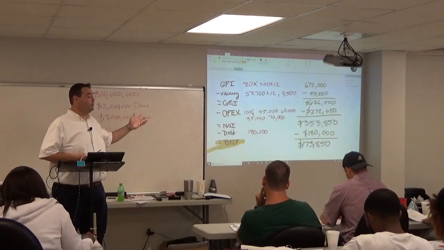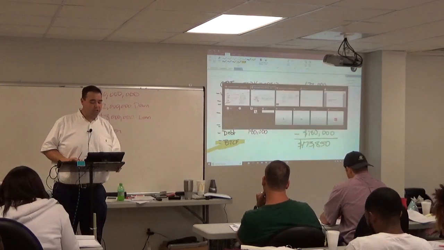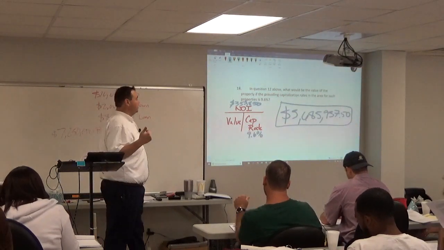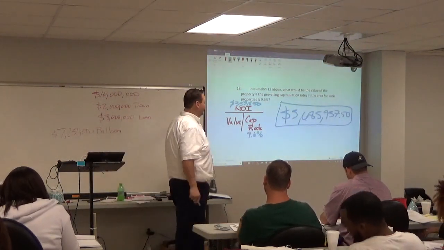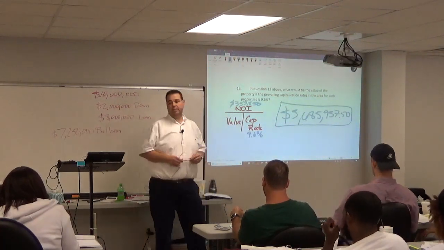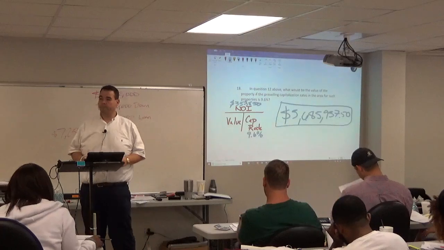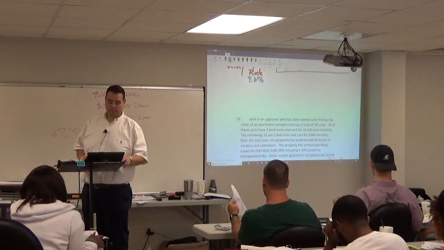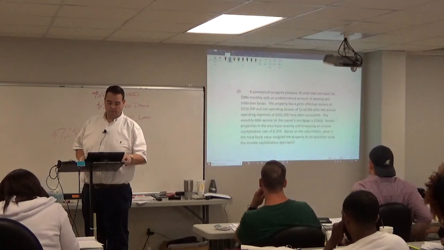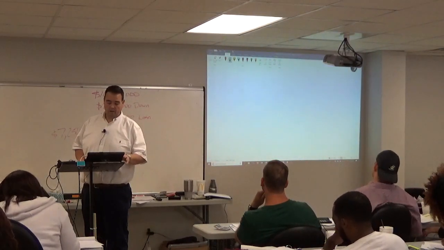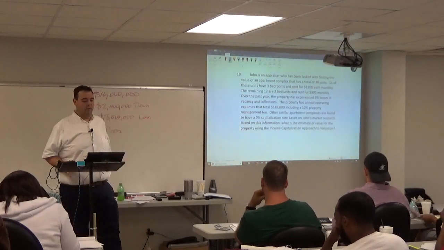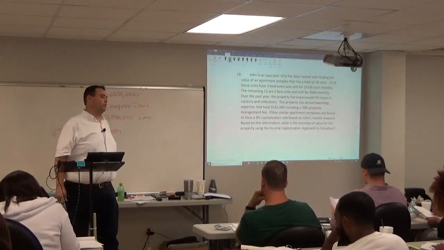Okay, we feel all right about this? All right. So then we just use that same number, or the NOI that we came up with in the previous one to answer number 18. And that gives us a value of the property of $3.6 million. All right, let's do number 19. You guys work on number 19.